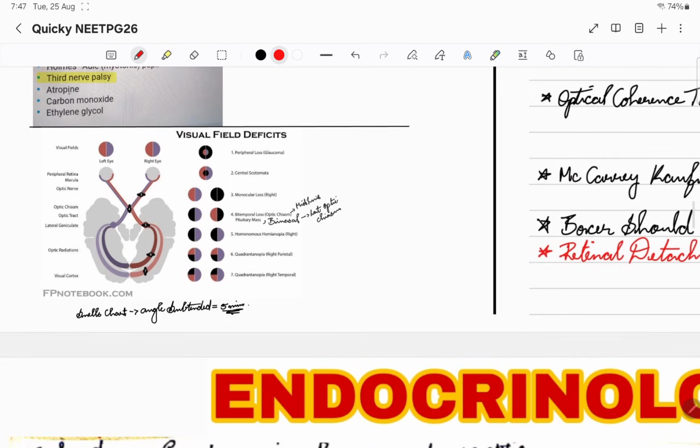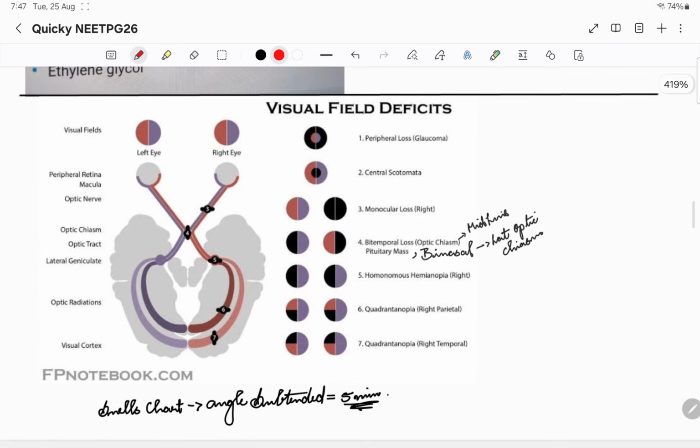Then there are some causes of small pupil and dilated pupil. Please go through that. And then the examiner's favorite: the visual fields and how they get affected.